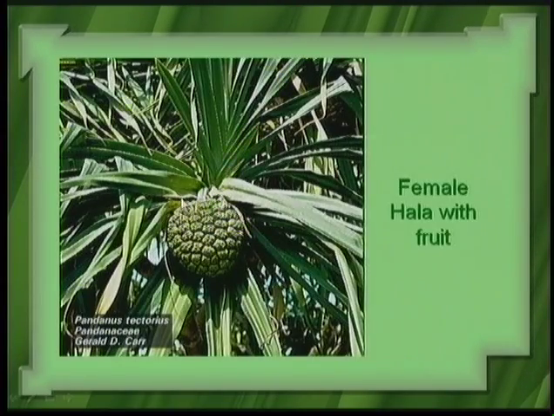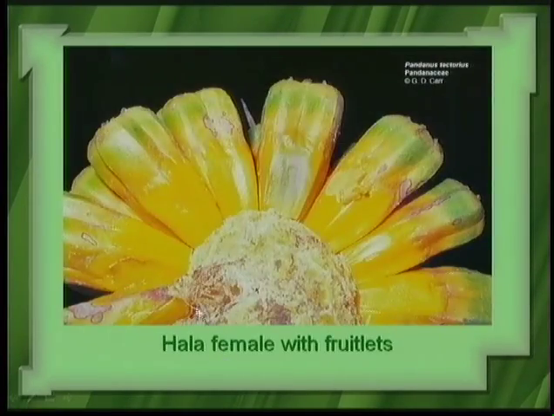And here we have a fruit, another multiple fruit, of the hala, and this is on a female plant, a female tree. Pandanus tectorius, also known as hala, also known as screw pine. So there's a female hala tree with a female fruit. And if you took a section of the fruit when it was not quite ripe yet, when these fruitlets aren't ripe yet, you can actually see that they're orange. There are some varieties of the hala fruit that are yellow and golden and orange.